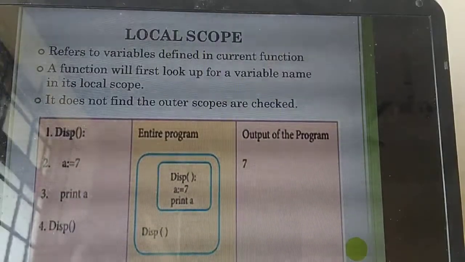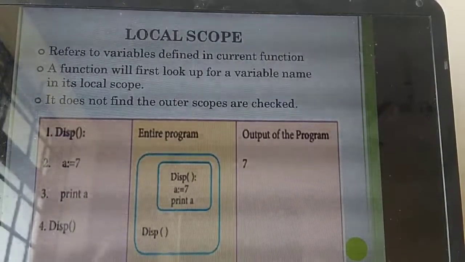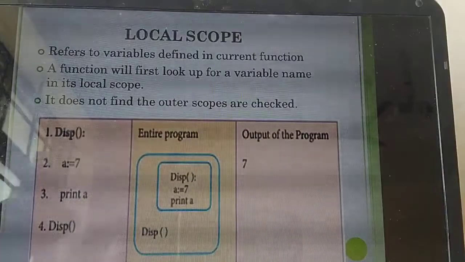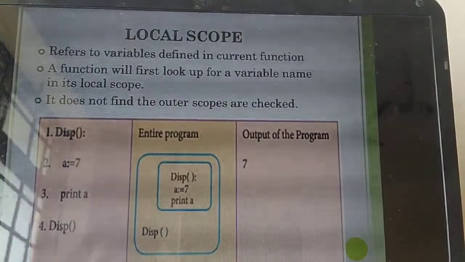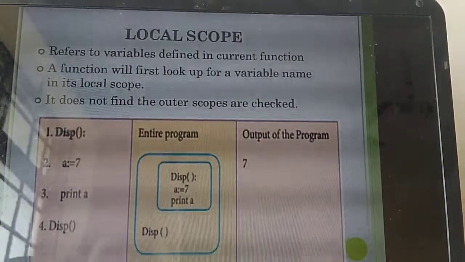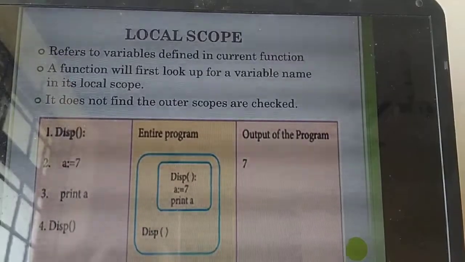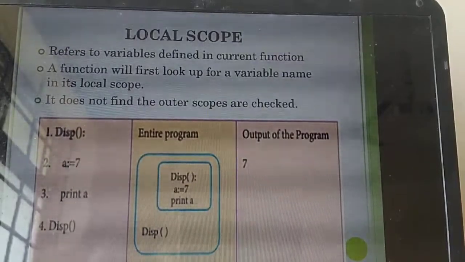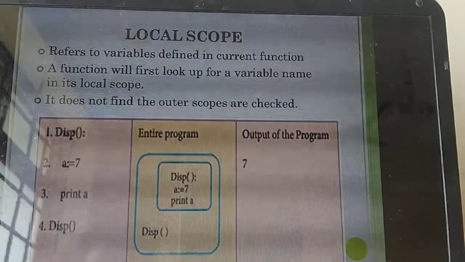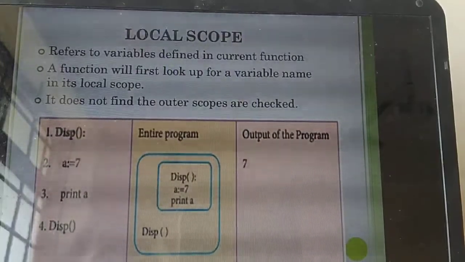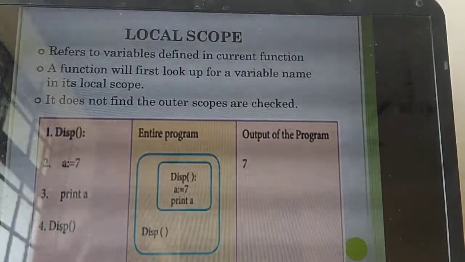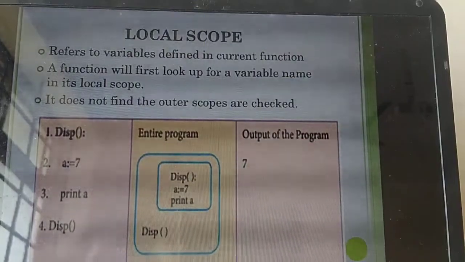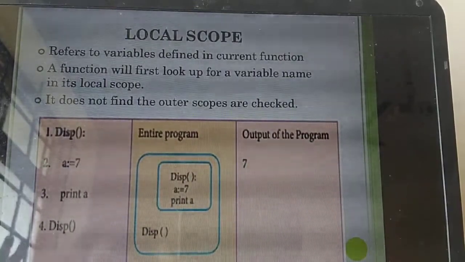for the variable name in its local scope. Understand? That means whichever variable you define inside the function, it will look up first. After that only it will check the outer scope. First it will always look inside that function, at the variable you are declaring. That variable only it will check first. Then afterwards only it will check outer. Understand? 3 points you have studied in local scope.